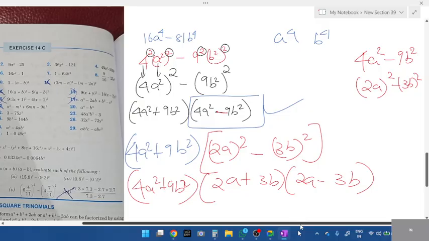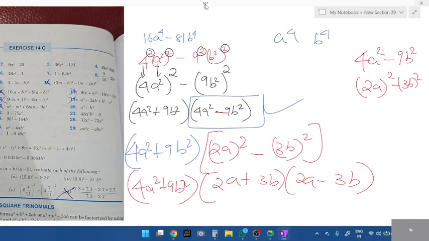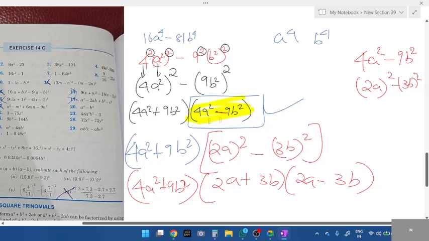Remember, whenever degree 4 is given, there are chances of factorizing twice, students. Twice we factorize. Look at the yellow one. The yellow one I have factorized again.